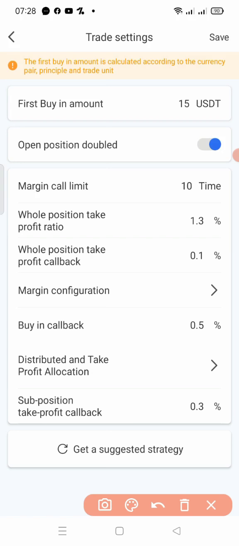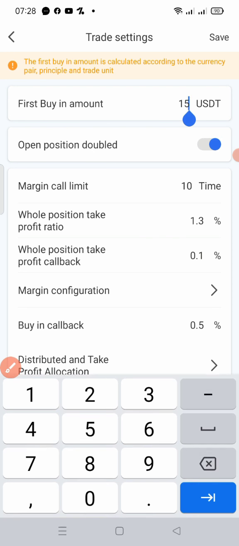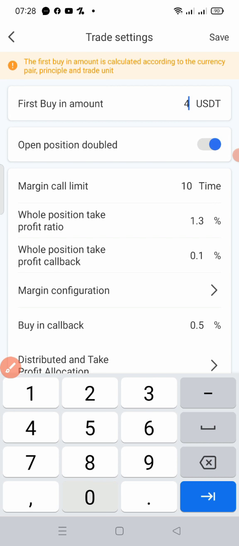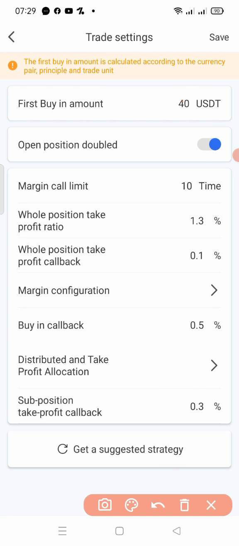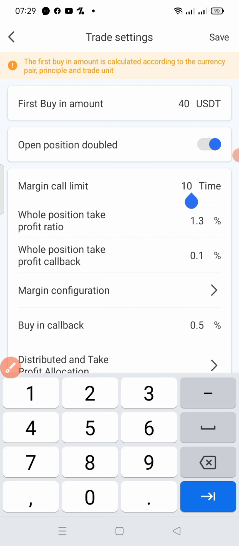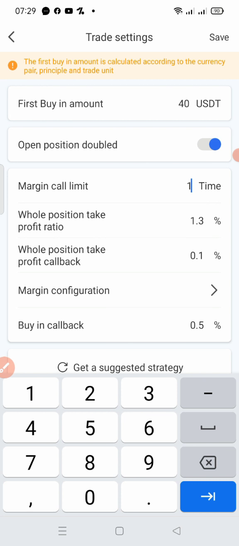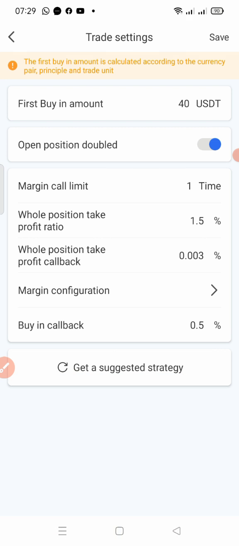Now as I change this first buying amount to 40, the next thing is you need to also change the margin call limit. It won't allow you to put 0, so just put 1 there. You're going to disable margin call anyway, but I like to put it at 1.5 for my trades. Then for my trades also, I like to make whole position take profit 0.003, so it sells quickly.